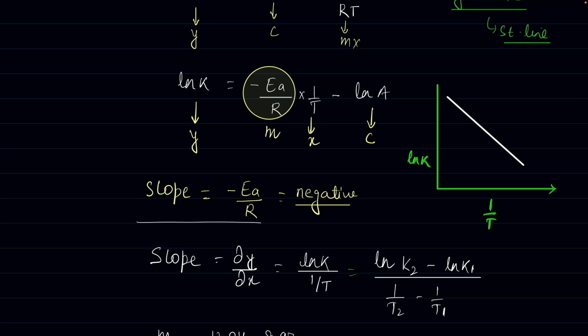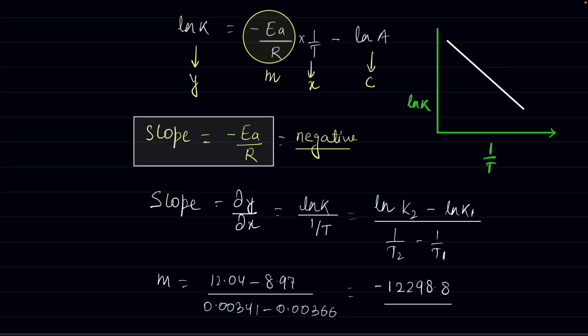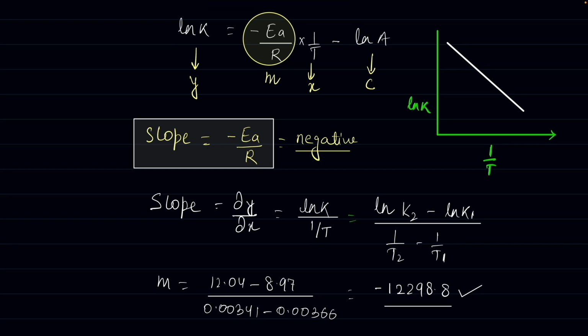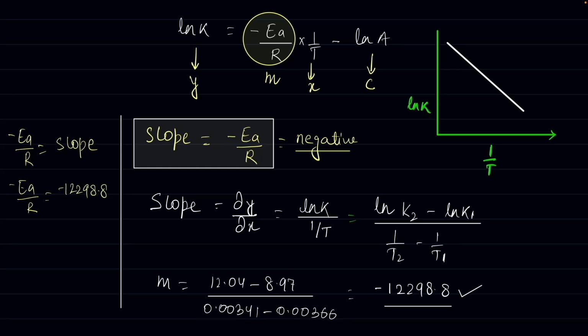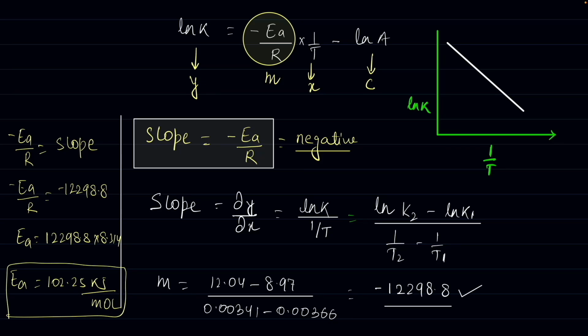So we know that slope is equal to minus Ea by R, and slope we already found here. So if we substitute this slope relation, can we find the value of Ea? It means that minus Ea by R is equal to slope, and slope is equal to minus 12298.8. So based on that, Ea is equal to 12298.8 into 8.314. So based on it, Ea is equal to 102.25 kilojoule per mole. So we got the value of Ea.